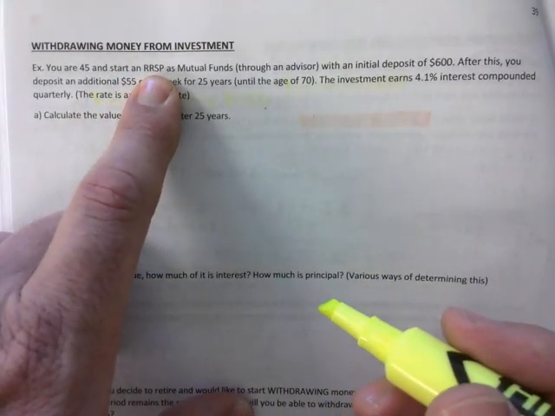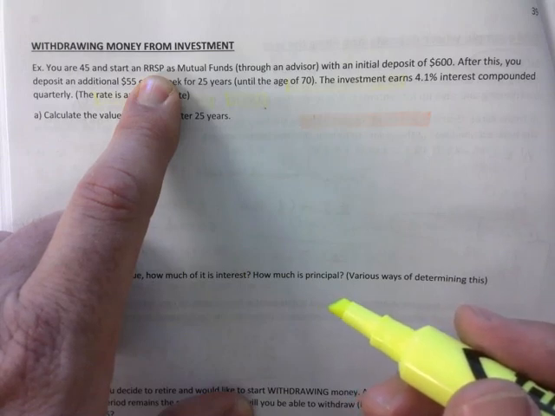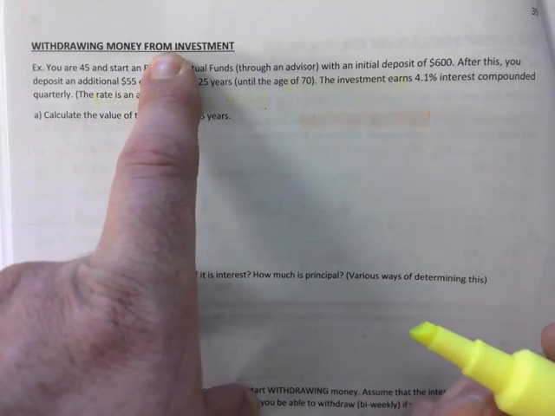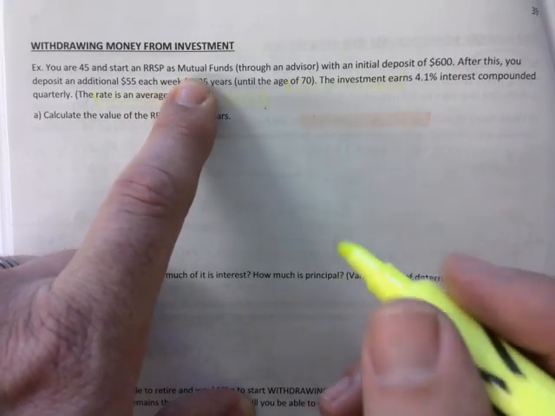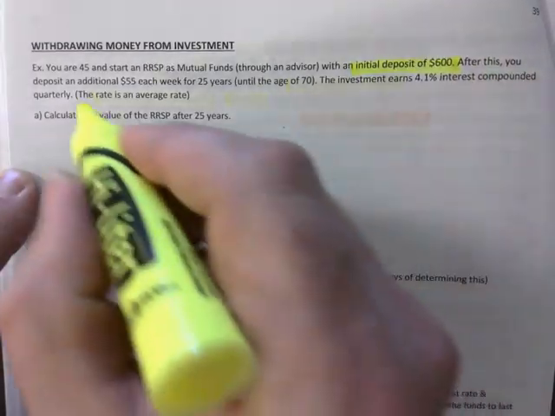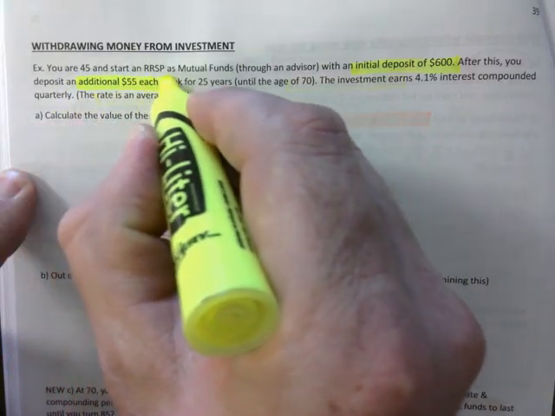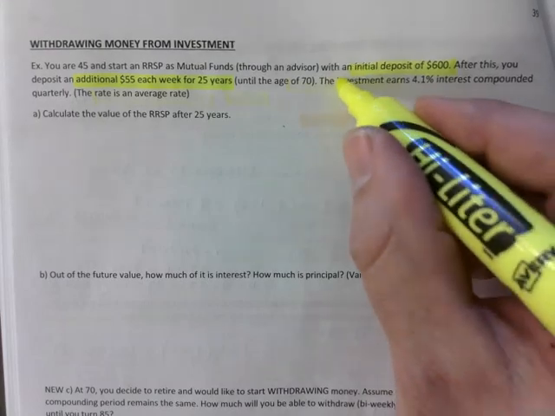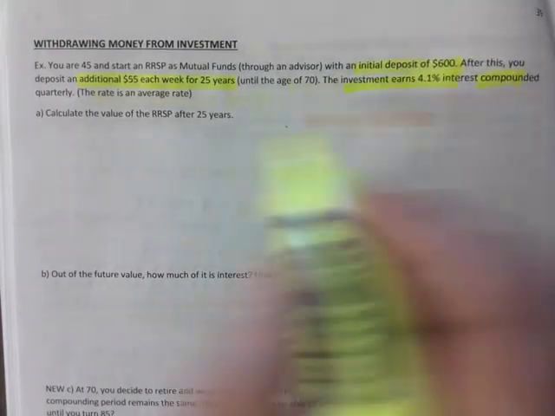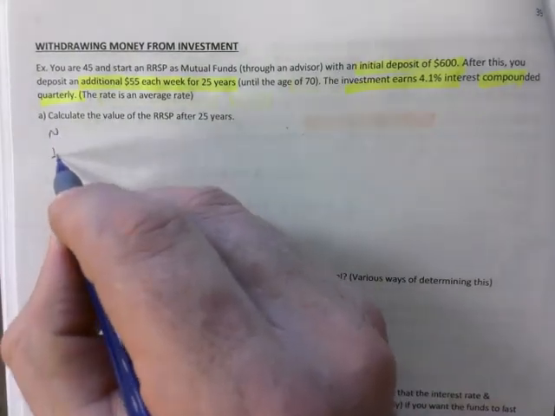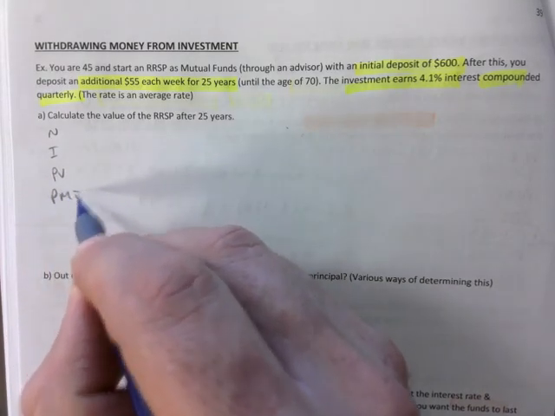Okay, so you're 45 and you start an RSP. What is RSP? Registered Retirement Savings Plan. Anything with an R in front of it is registered retirement savings plan. As a mutual fund through an advisor, you have an initial deposit of 600, and then you make additional 55 deposits every week for 25 years until you're 70. The investment earns 4.1% compounded quarterly. Okay? So we'll figure this out. N, I, PV, PMT.